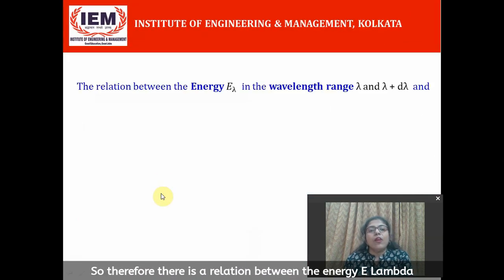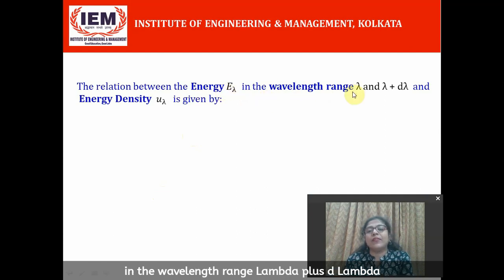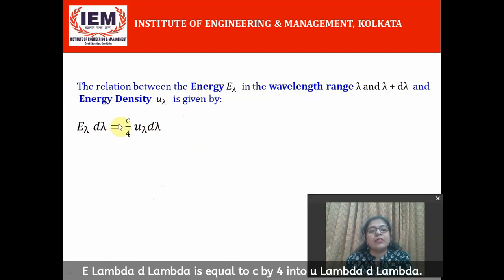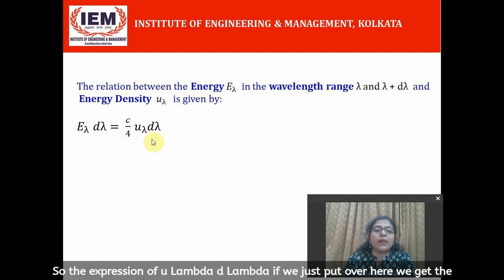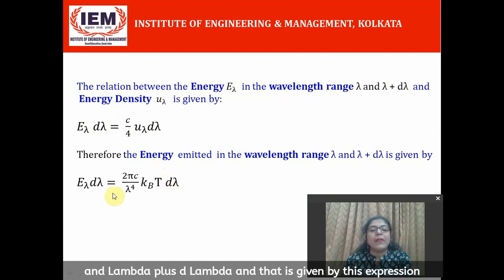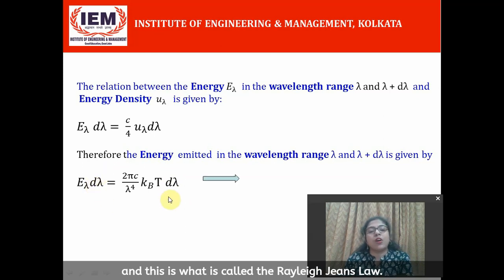So therefore, there is a relation between the energy E lambda in the wavelength range lambda and lambda plus d lambda and the energy density U lambda, and that is given by this. E lambda d lambda is equal to c by 4 into U lambda d lambda. So if we put the expression of U lambda d lambda over here, we get the energy that is being emitted in the wavelength range lambda and lambda plus d lambda, and that is given by this expression, and this is what is called Rayleigh's law.